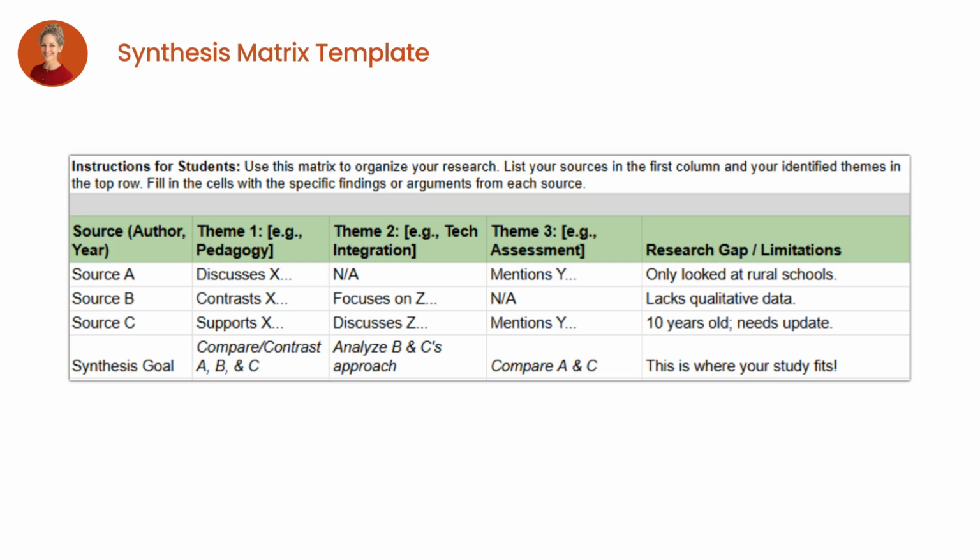This slide shows a synthesis matrix. This is a tool that helps organize and compare research sources by theme. Sources go down the left, themes across the top, and each cell captures key findings from each study. The bottom row pulls everything together, helping you compare sources, identify patterns, and spot research gaps. This is how you move from summarizing articles to synthesizing the literature.